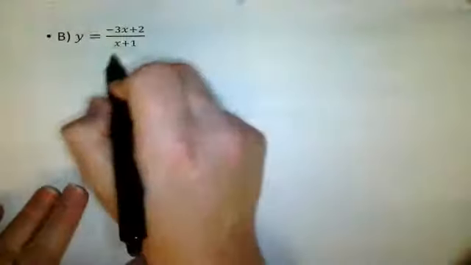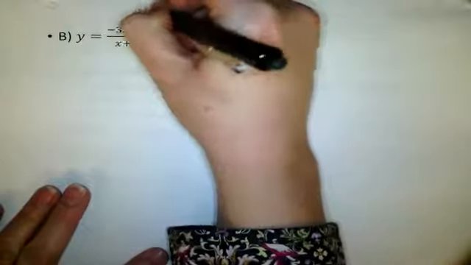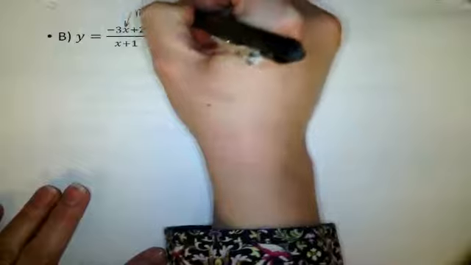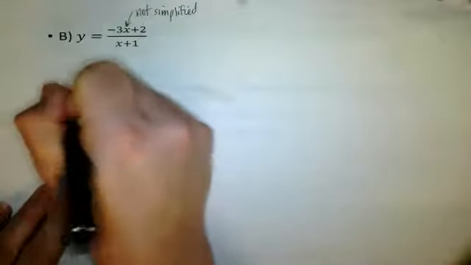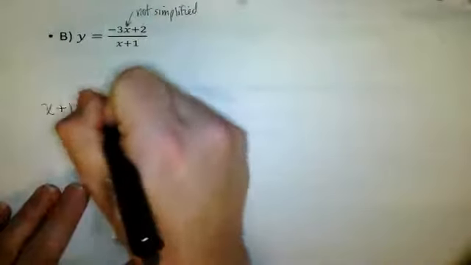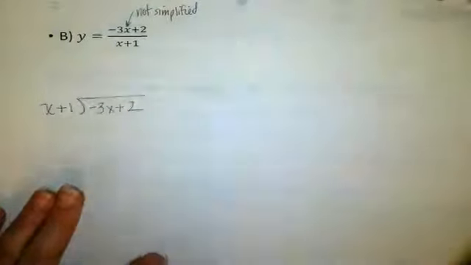y equals (-3x plus 2) over (x plus 1). Is this simplified or not simplified? Not simplified. And because it is not simplified, since we have that x on top, we're going to do some long division. x plus 1 into -3x plus 2.